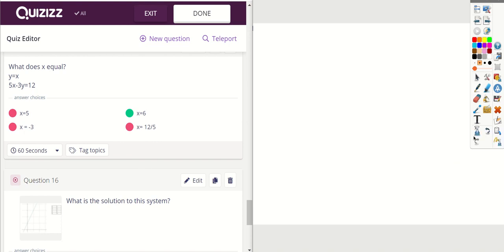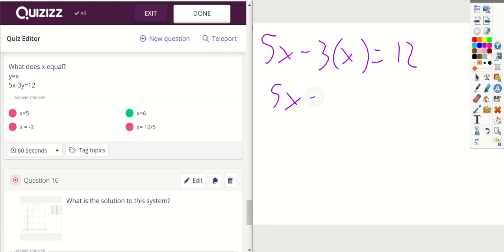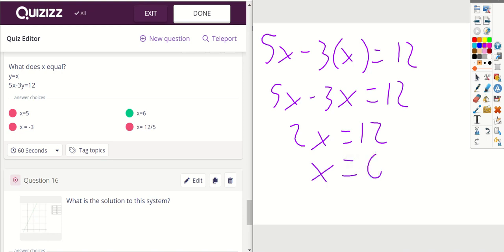This next one, I'm going to just change y for what y equals. y equals x. I'm going to distribute, and I get -3x. Combine like terms, I get 2x is equal to 12. Divide from both sides, I get x is equal to 6.